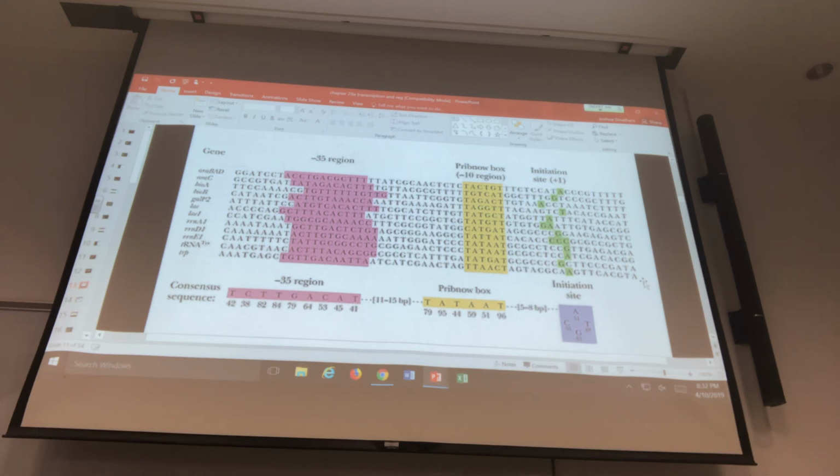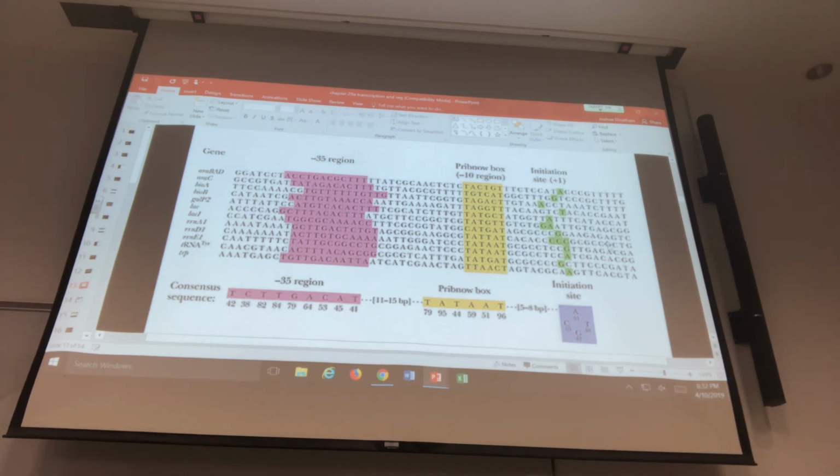Consensus sequences in prokaryotes. So that's all you need to know in terms of prokaryotic binding: the sigma subunit of RNA polymerase is looking for a consensus sequence to bind to. I believe it is looking for the -35 region consensus sequence, and DNA will open up at the Pribnow box.